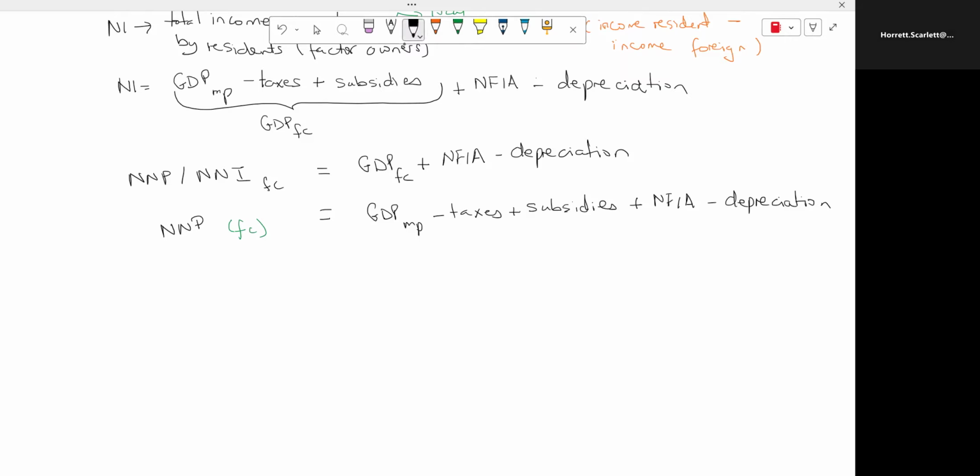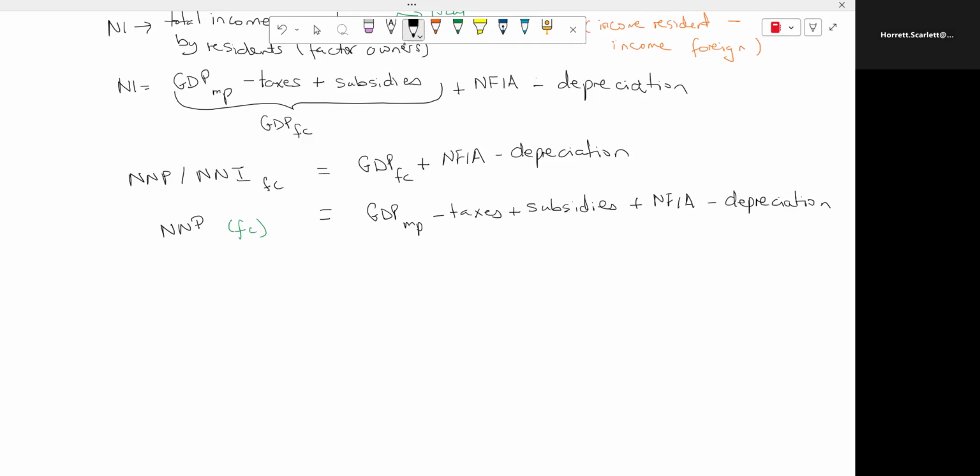So there we have our expanded formula. Net national product is equal to gross domestic product minus taxes plus subsidies so that we can convert GDP to the factor cost. Plus, we want to account for the monies that is coming from our residents abroad. And then we want to take out the money that has been allocated for repair and replacement of the asset or the machinery. And that gives us our net national product.